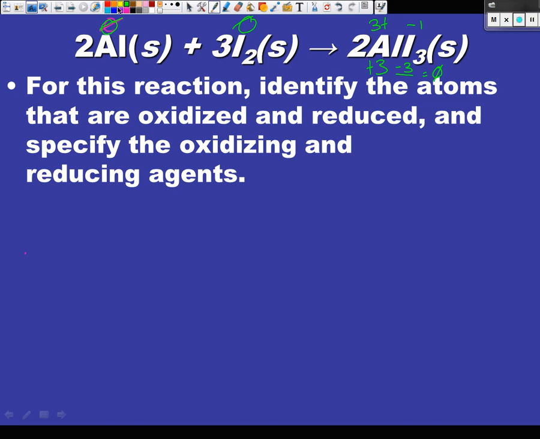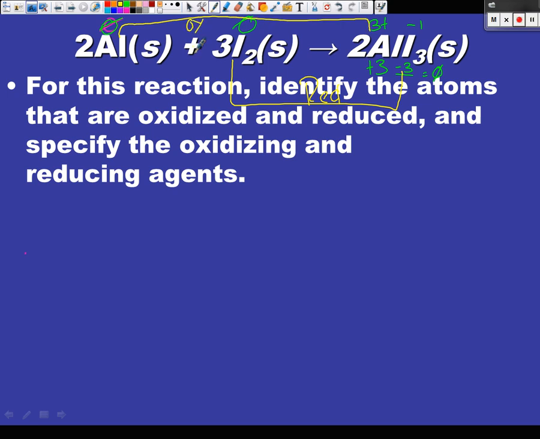Okay, so now let's see what happens. Again, I always start with reduction first. I want to find out which value went down. So aluminum is 0 to +3. Iodine is 0 to -1. Which one went down? Iodine went down, so that is reduction. And aluminum went up, so that is oxidation.